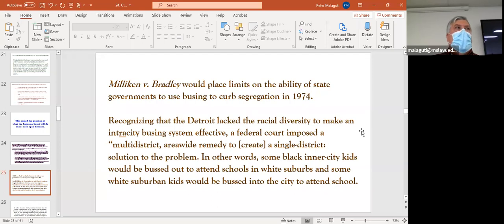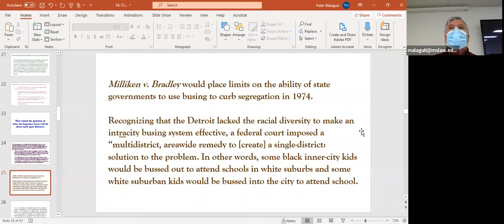You're just moving people around, and it's not achieving anything. So what does he do? He creates this unified school district with 54 former different school districts all put into one. He says the only way Detroit is going to become desegregated is to use something other than an intra-city busing system. We're going to have to use an intercity busing system. And so he puts all of the suburbs into the one school district.